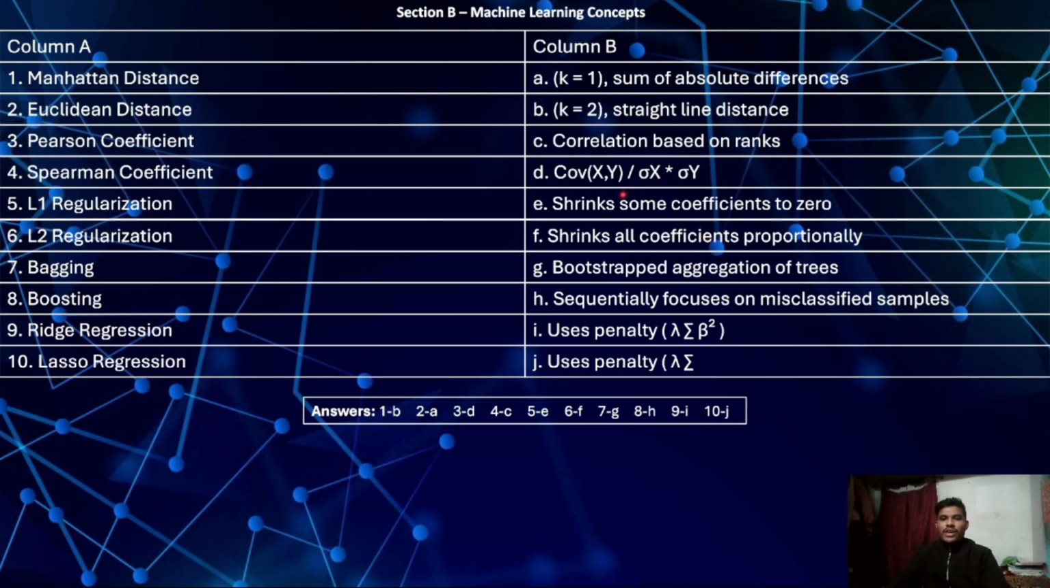covariance of XY divided by sigma X into sigma Y, shrink some coefficients to 0 and shrink all coefficients proportionally, bootstrapped aggregation of trees, sequentially focuses on misclassified samples, uses penalty lambda sigma beta square, uses penalty lambda sigma. Now here are the answers for this match the columns.